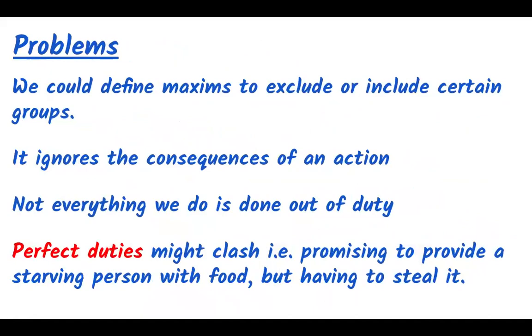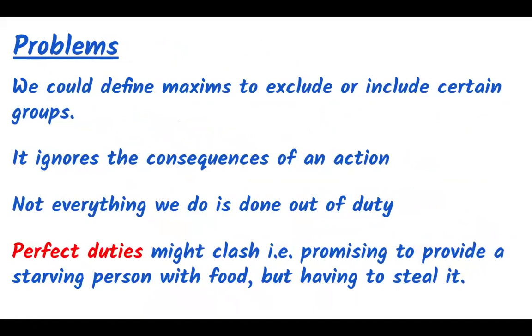So as we go through these, the first problem is that we could define maxims to exclude or include certain groups. So, for example, we could wish that it's universal that people don't kill one another, but as the Nazis did, we could say that actually we're going to exclude certain groups from that, and we might say that they are subhuman or whatever. So you can see that it can be used in a quite frightening way. It also ignores the consequences of an action. It's okay to say that it isn't all right to steal and make that universally applicable. However, what if people starve to death because they weren't provided with food that you had to steal?